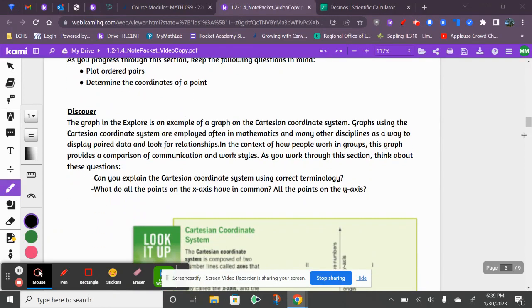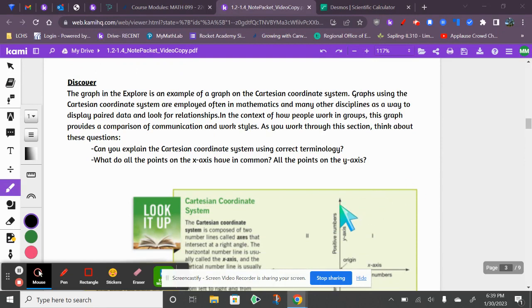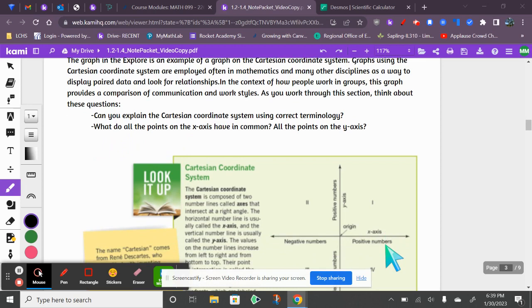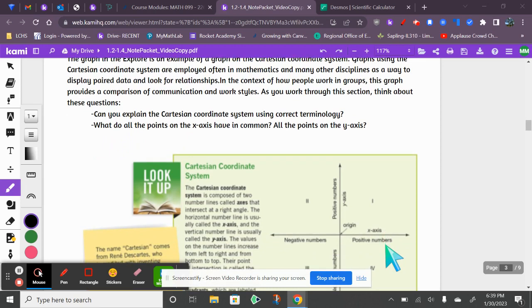We're going to be looking at the coordinate system, which really just has to do with looking at graphs. So graphs using the Cartesian coordinate system are employed often in math and many other disciplines as a way to display paired data and look for relationships. In the context of how people work in groups, we can compare their communication and work styles.